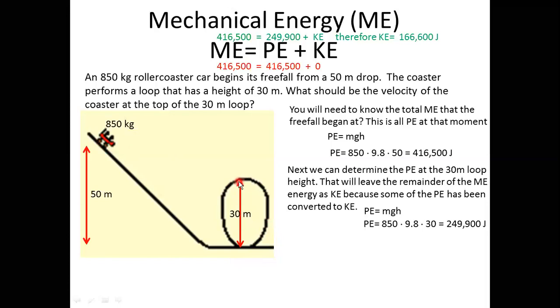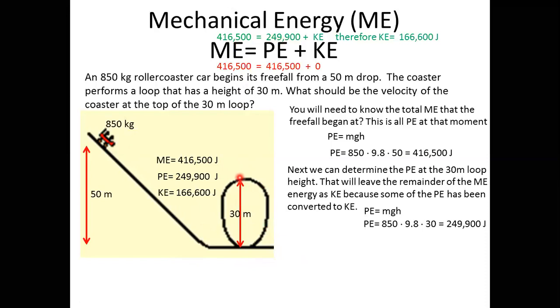At this point, 30 meters off the ground, the coaster is now moving. So the difference between the original amount of energy stored and the new amount of energy stored, because we're now at a different height, becomes how much kinetic energy must be left in the coaster car. So by simple subtraction, 416,500 minus 249,900 becomes the amount of kinetic energy at this particular point in the ride, right at 30 meters.